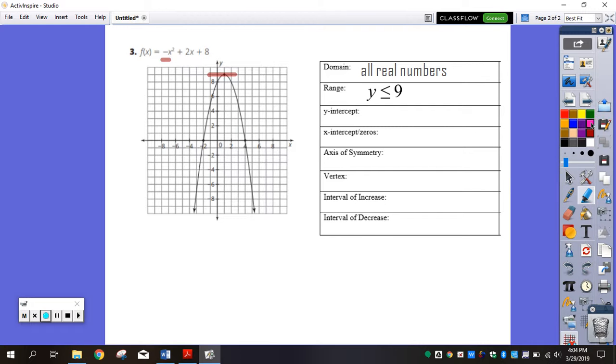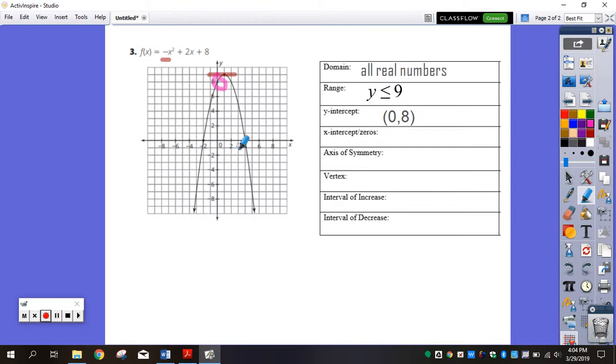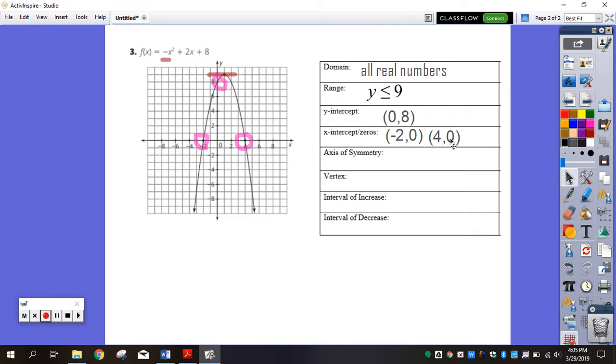Y-intercepts, that's where it crosses the y-axis, and I see if I follow the y-axis, it crosses here at y equals 8. Remember, we want to write these as coordinates, so 0, 8. My x-intercepts, where it crosses the x-axis, so I have 2. I have one at -2 and one at +4. So I would list those as coordinate pairs, -2, 0, and then 4, 0. And that would be my two x-intercepts, or zeros.